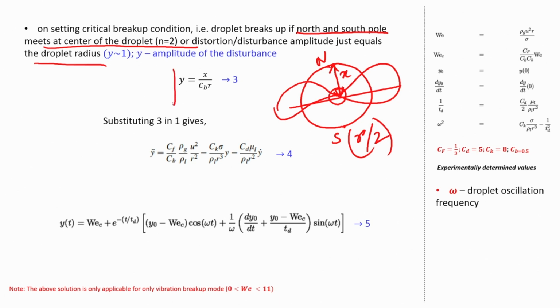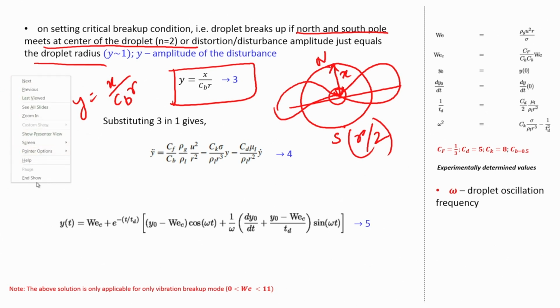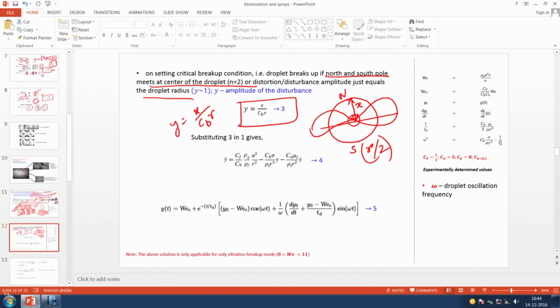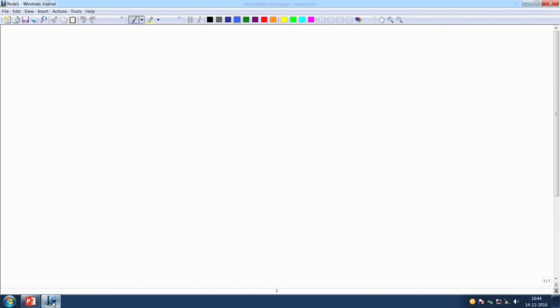So, what we can say over here is that you can define a quantity y equal to x into Cb by r, where Cb is another constant. Based on that, when Cb's value is equal to half, the droplet is said to have undergone breakup, okay. So, now you know all these parameters. Now, let us write the equation in the journal form. When you put all these things in, Cb is also a constant.